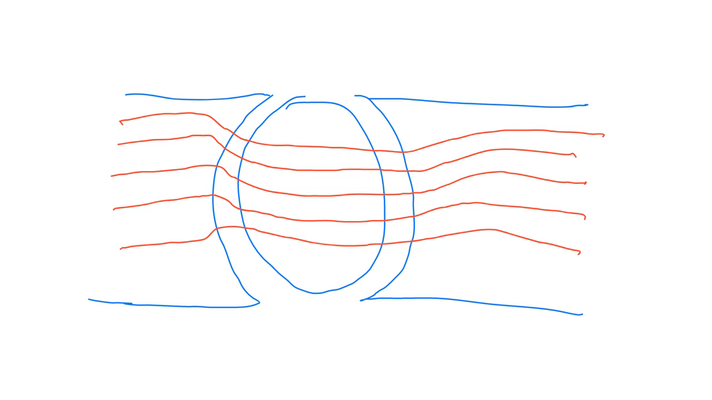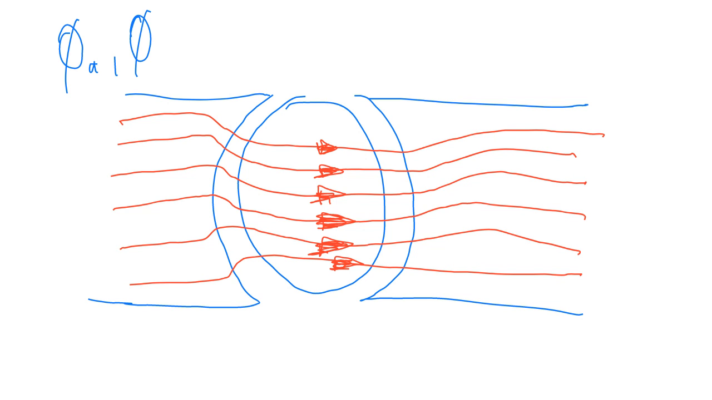These are our flux lines. Superimpose the two sets of flux lines and show the combined flux lines in the air gap. The flux phi a and phi f are adding in certain portions and subtracting in other portions.